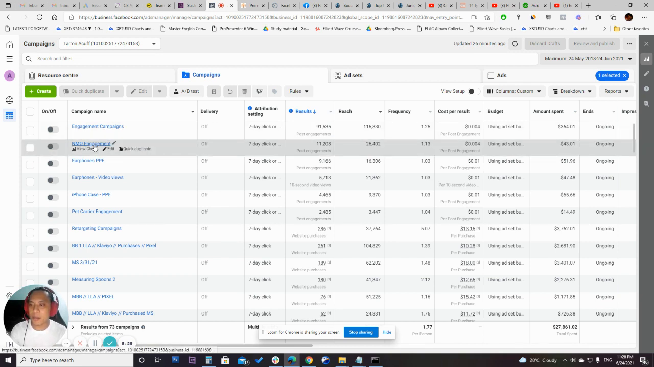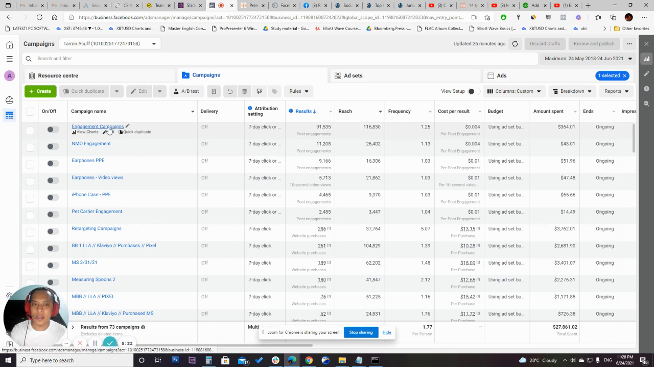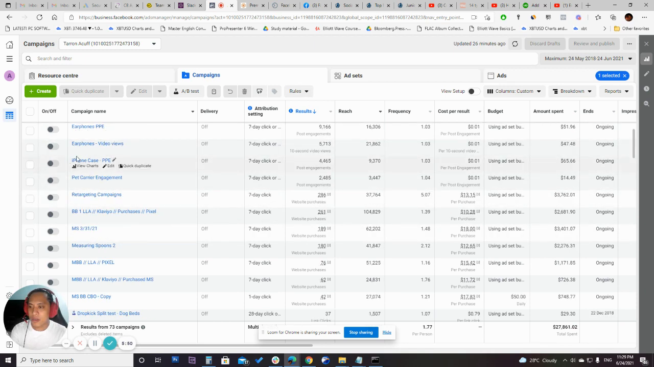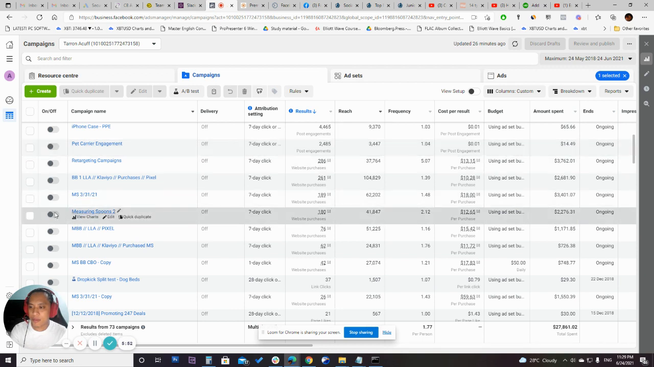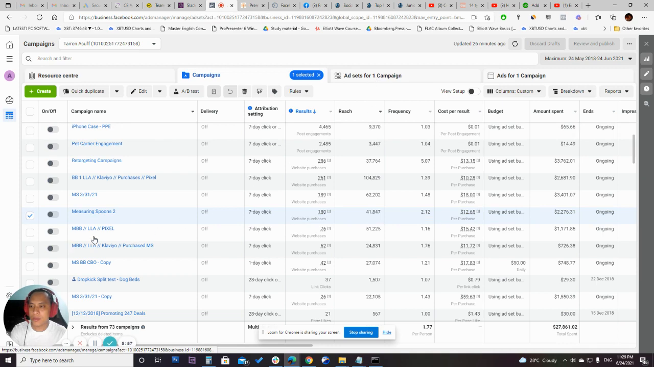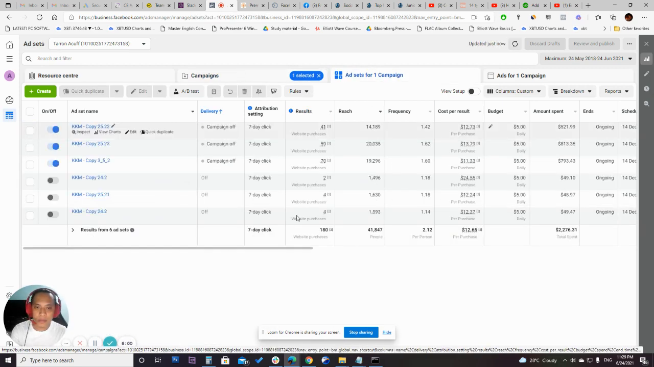One is an engagement campaign, which helps to lower the CPM. Number two is a purchase conversion campaign, optimized for purchase. Here is a copy of the campaign. As you can see here, this one acquired 180 website purchases.